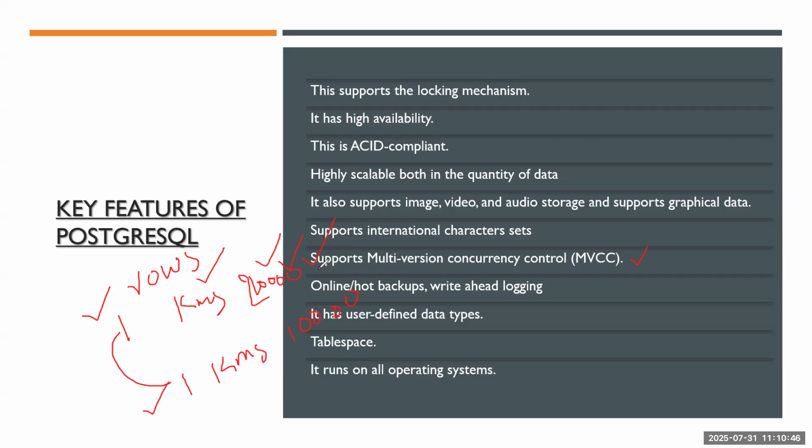The Postgres engine also supports online backups, hot backups. It will support hot backups, and there is a concept called WAL. I think in SQL also we discussed it a lot. In Postgres also there is a concept called WAL, write ahead logging. Here also, write ahead logging.